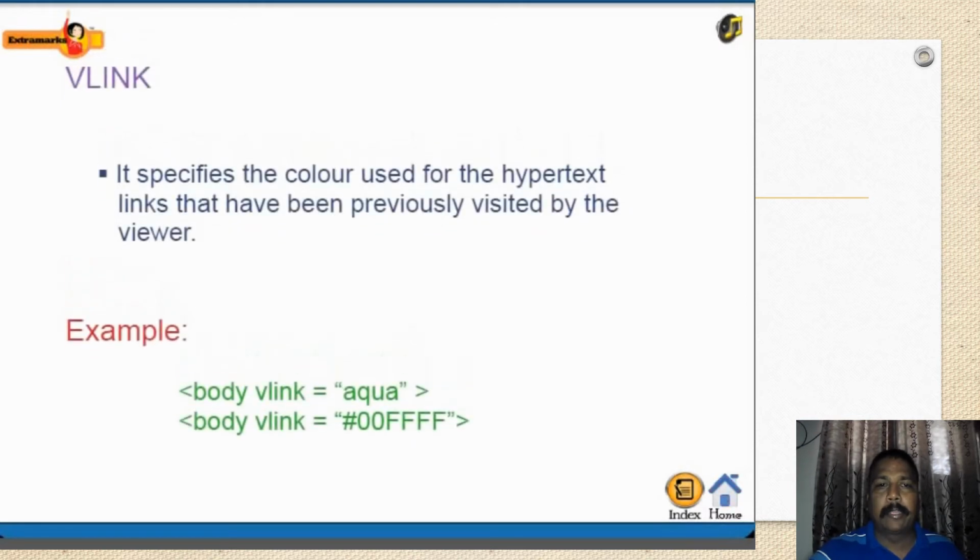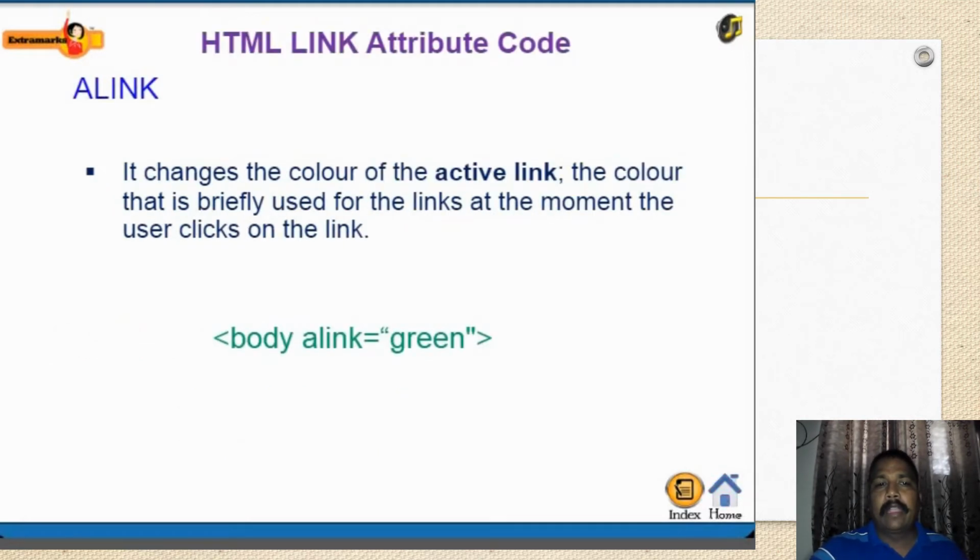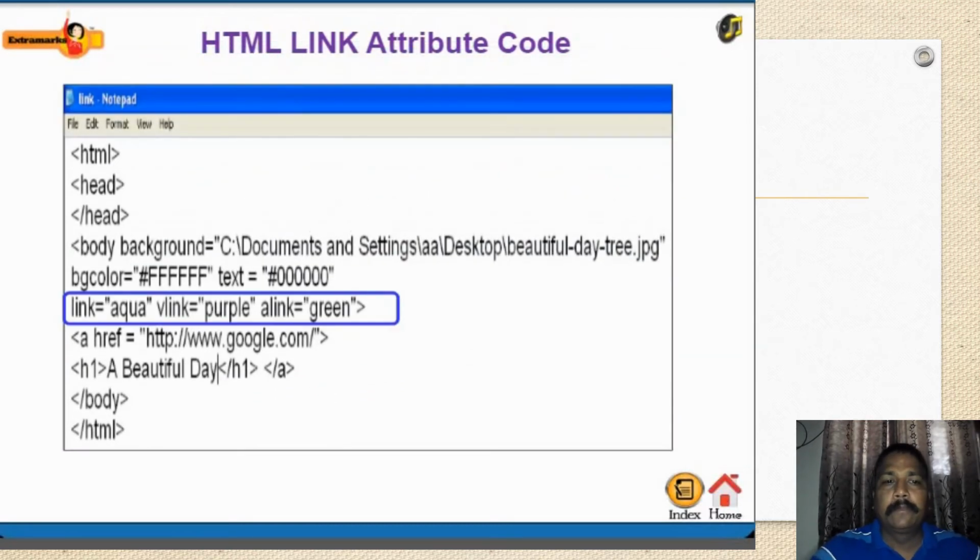The next one is link. Another one is visited link. Vlink is a visited link. It specifies the color used by a hyperlink. An active link means we click on a link and the color of the link will change, but we don't release the mouse.